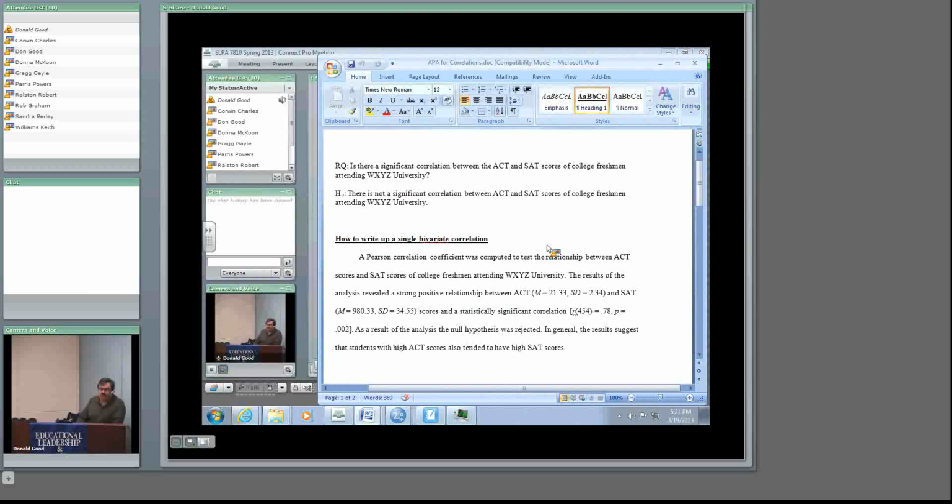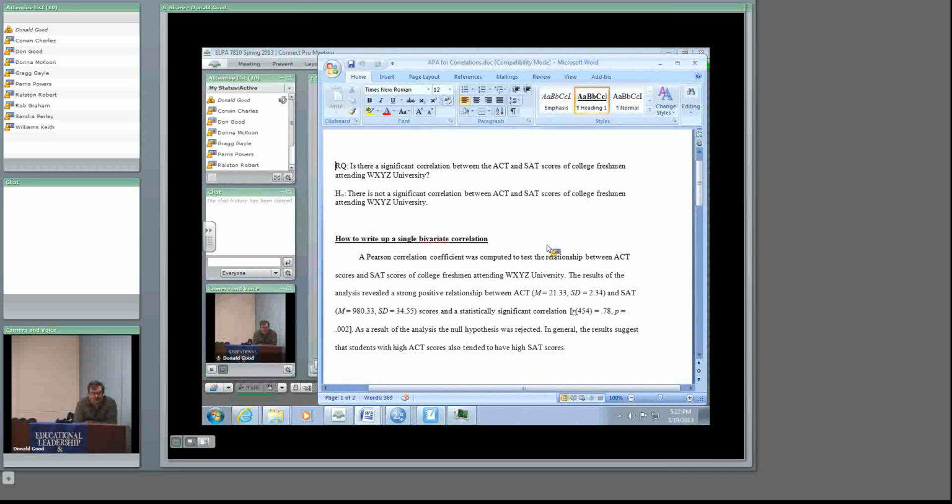I was asked to repeat that. The null hypothesis sounds a lot like the research question. Matter of fact, it sounds exactly like the research question, except that it's a statement, not a question, and it's negative. It's the opposite of. So I threw the not in there. There is not a significant correlation. So you'll see on the example at the top of that first page for the correlation write-up, you'll see the research question and the null hypothesis.